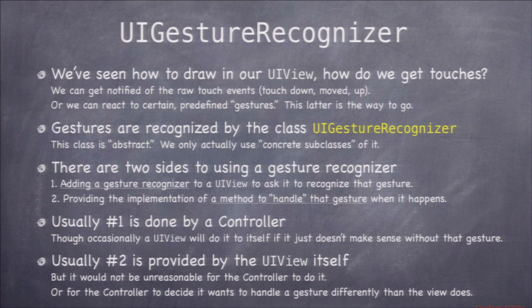So even though the controller might add the gesture recognizer to the view, when it adds it, it tells the system, oh, and when you recognize this gesture, let the view handle it. But the controller can handle it itself. So we'll do both in the demo. We'll have the controller handle it, we'll have the view handle it, the whole deal.